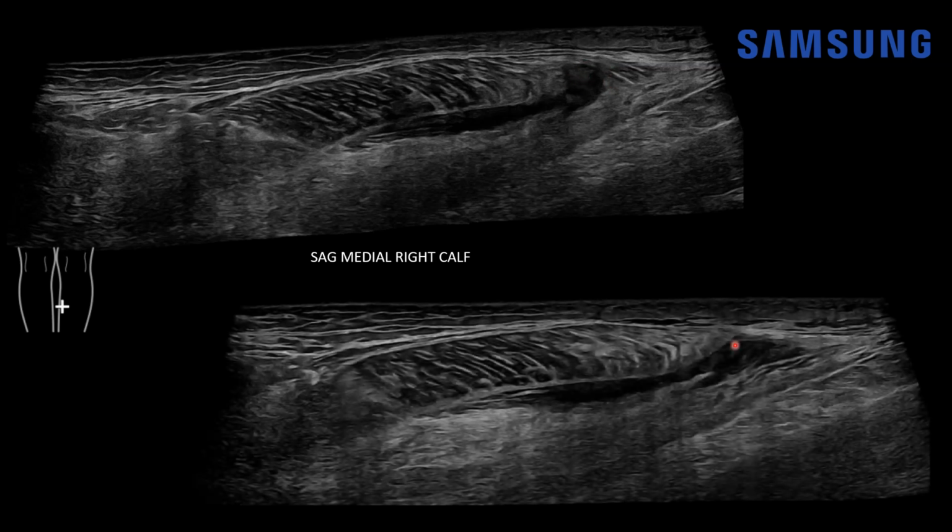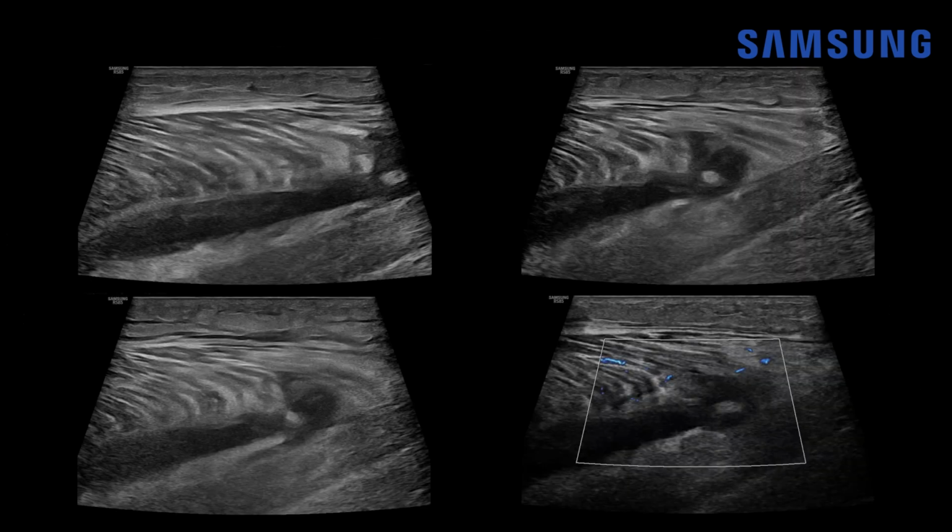Here's another view showing that disruption of the medial gastrocnemius muscle fibers. We also have disruption of the soleus muscle fibers in that region, with some discontinuity at the distal aponeuroses. And when we cone in on those areas, we again see that large volume of fluid. We see the medial gastrocnemius is echogenic, indicating edema.